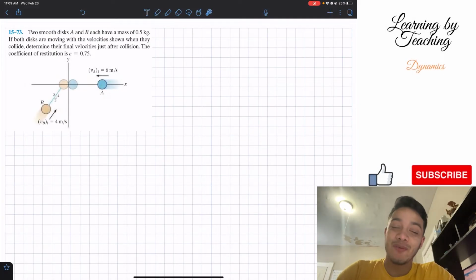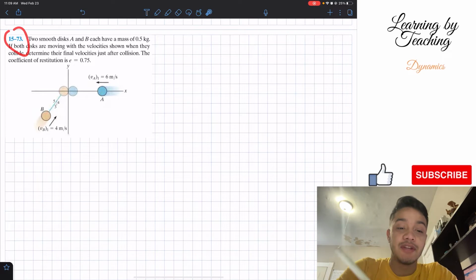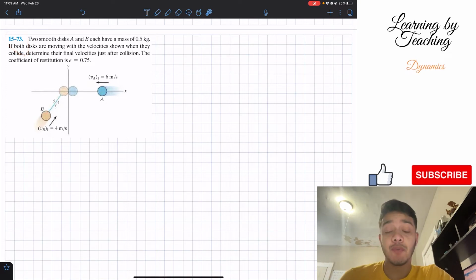Today we're in dynamics and we're going to solve problem 15.73. It says two smooth disks A and B each have a mass of 0.5 kilograms. If both disks are moving with the velocity shown when they collide, determine their final velocities just after the collision. The coefficient of restitution is e equal to 0.75.